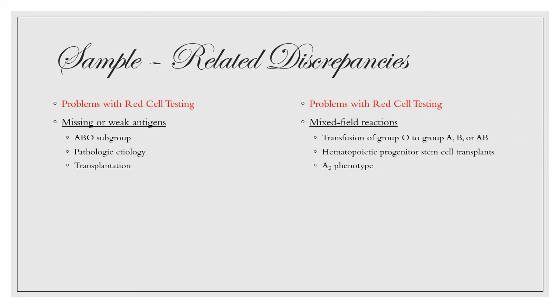Mixed field reactions can occur. Mixed field is where you see two different populations of cells: transfusion of group O to group A, B, or AB, mass transfusion, or hematopoietic progenitor stem cell transplant. So if a person has a stem cell transplant, A3 phenotype. A3 phenotype is classic for mixed field.